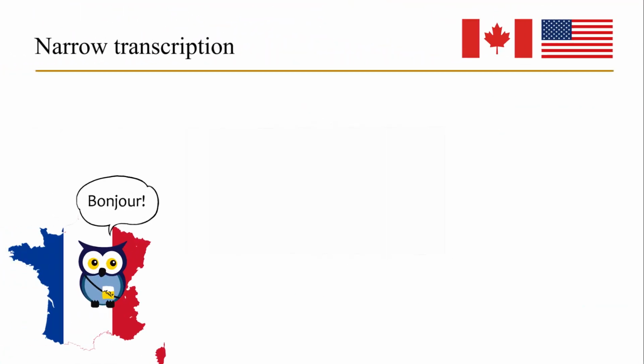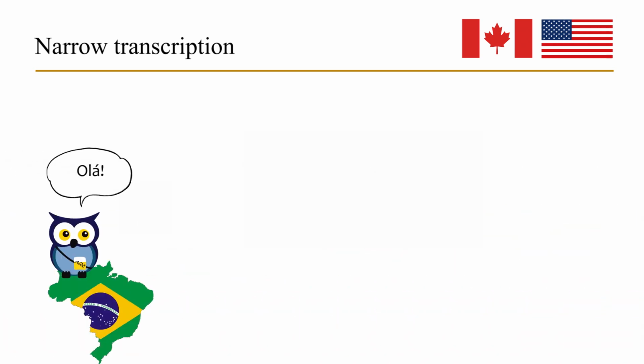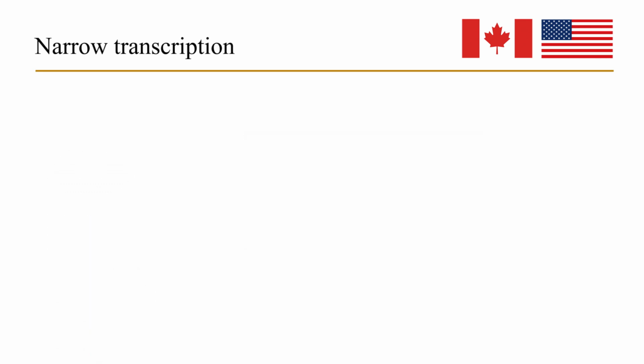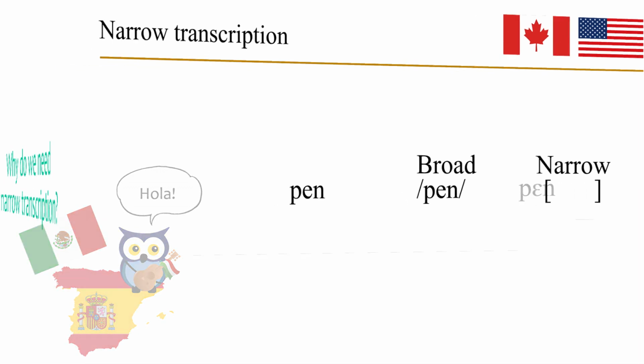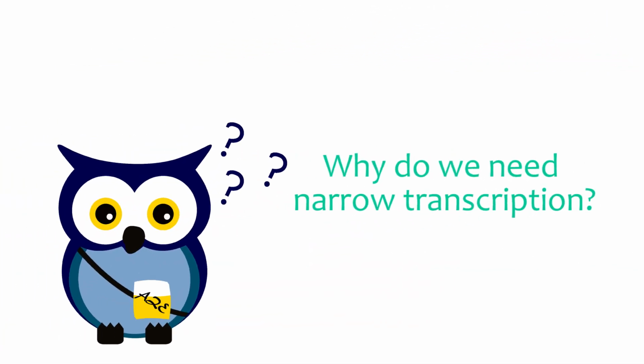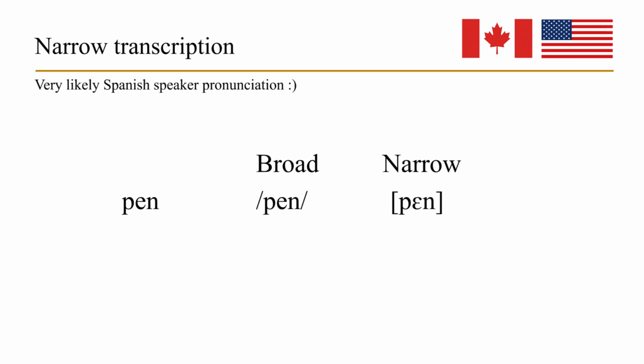If you're a French speaker or Spanish speaker or even a Portuguese speaker, and then you learn English, you come across the word pen. There is a difference. This is what Spanish speakers pronounce. They say pen. So why do we need narrow transcription? Now I'm going to give you one reason. If you're a Spanish speaker who is learning English, and I give you the word pen, you would say pen.